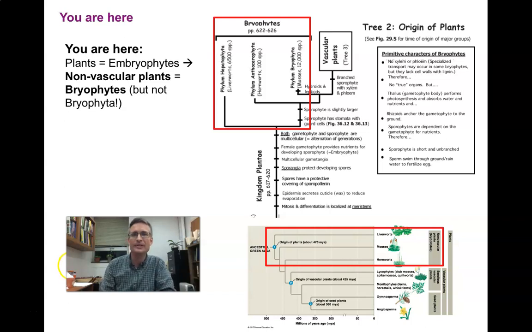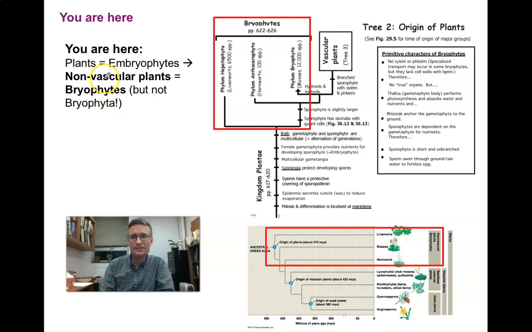In this lecture, we're going to look at our first major group of plants, the non-vascular plants. As a reminder of where we are taxonomically, we're talking about plants which are embryophytes, plants in which the gametophyte nurtures a little developing sporophyte. We saw this on our tree number 2, or origin of plants. In particular, in this lecture, we're going to look at non-vascular plants.